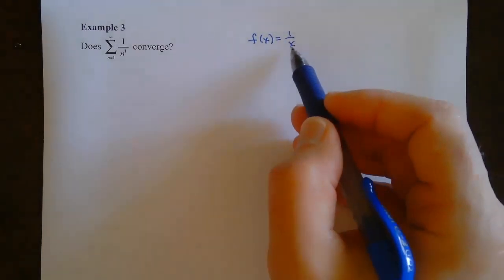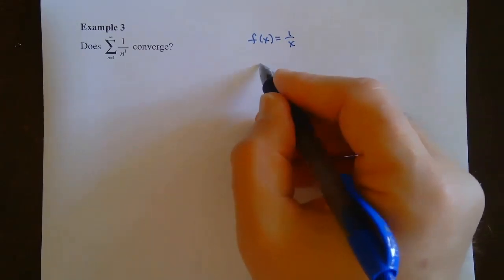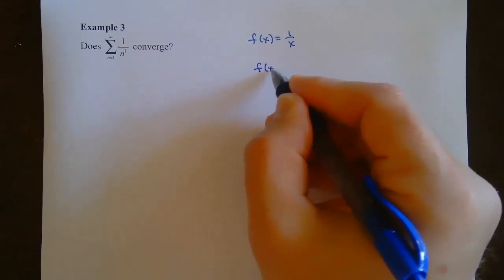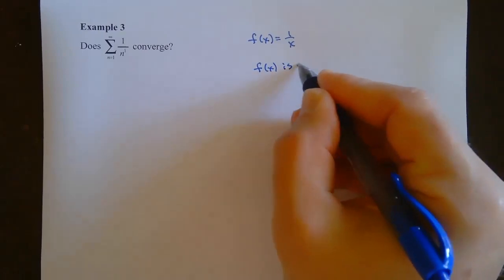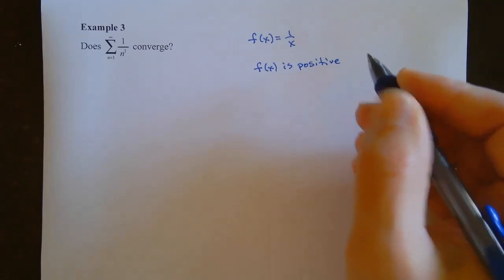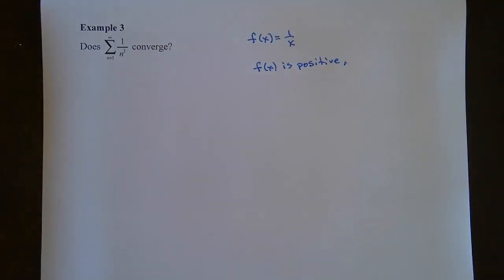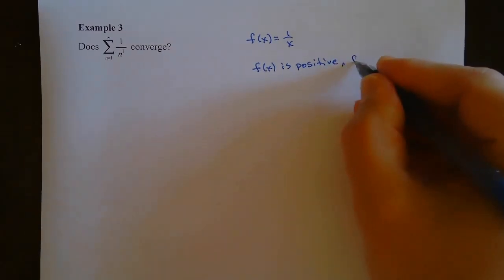If you put 1 in here, if you put 2 in here, if you put 3 in here, f of x is positive, or greater than 0. You could say it's positive, or you could say it's greater than 0. We also know it's continuous. So f of x is continuous.